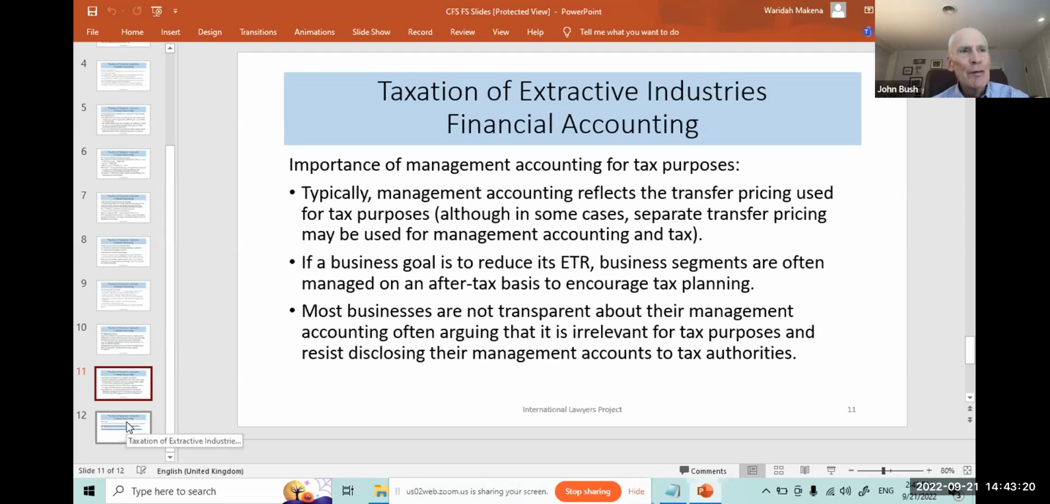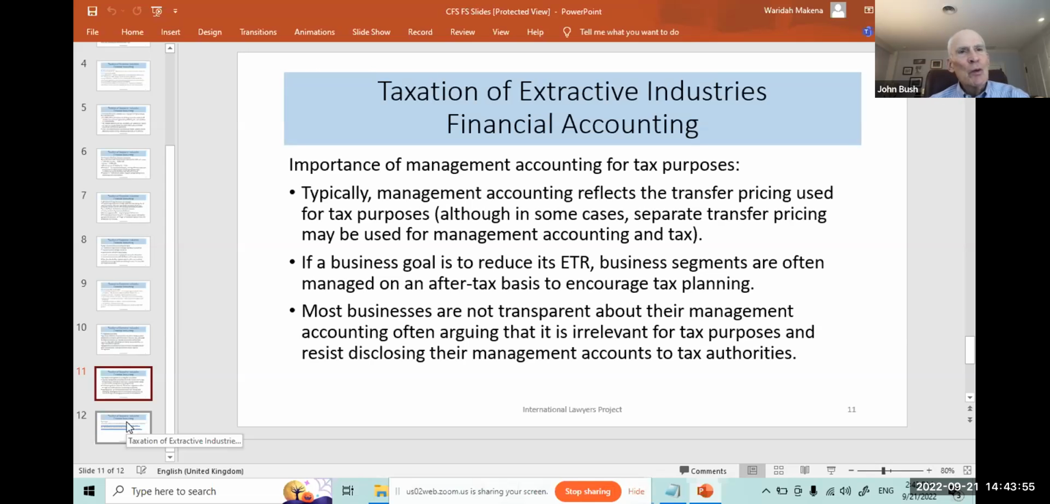For example, the funding for a business on a legal entity basis, the rate of interest that's charged, may be vastly different than it is for management accounting. And so you say to yourself, well, why is that? What's the justification for that? And I will say that most companies fight tenaciously to avoid showing their management accounts to tax authorities, for a variety of reasons, but for many of the reasons I've just been talking about.